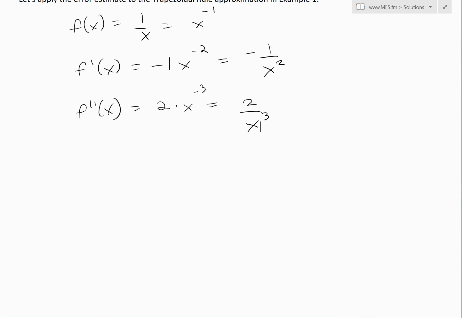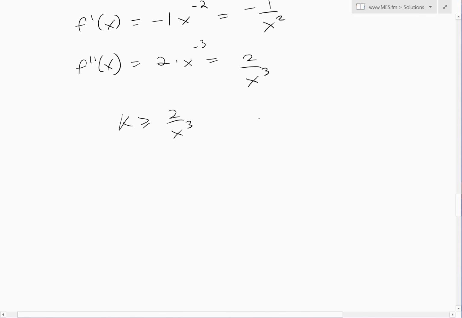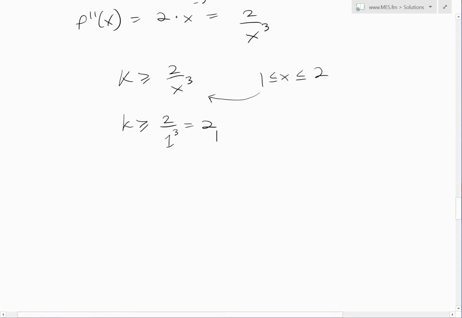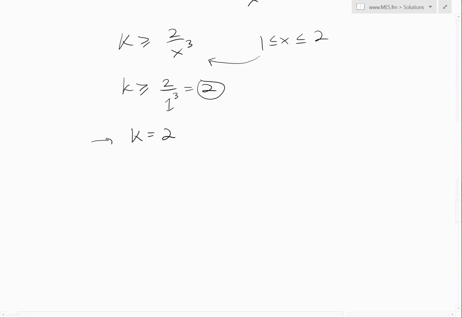So what this means is that we have to pick k greater than or equal to 2 over x cubed. But since we're dealing with x between 1 and 2, if you put 2 in there it gets smaller, so the biggest value we could get is by putting 1 inside. So k has to be greater than or equal to 2 over 1 cubed, which equals 2. So the minimum is 2, so let's choose k equals 2, because that's the smallest and will give us the most accurate error estimate.